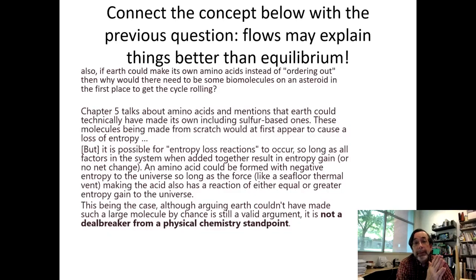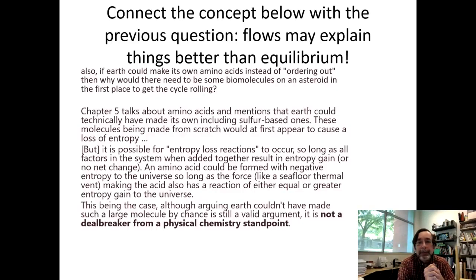So I want to connect this with another questioner's comment about how flows can explain things better than equilibrium. First, there was an additional question, so I'll answer this one. This is about making amino acids and the idea that the Earth could make its own amino acids. If the Earth could make its own amino acids instead of ordering out, then why would there need to be some biomolecules on an asteroid in the first place?